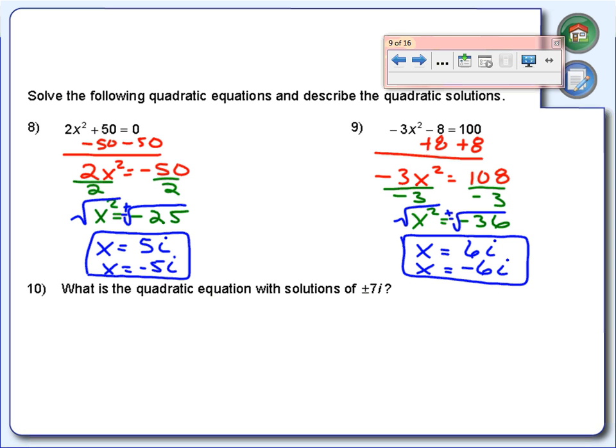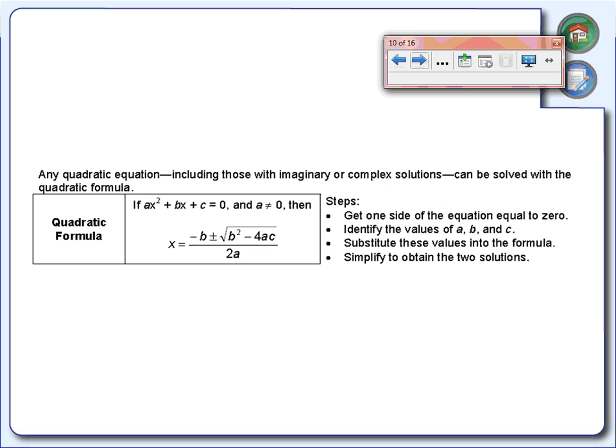All right, guys, we're running short on time here, so I'm going to skip number 10. We'll come back to it if we have time. Let's move on. I want to make sure I get as much done as possible here.